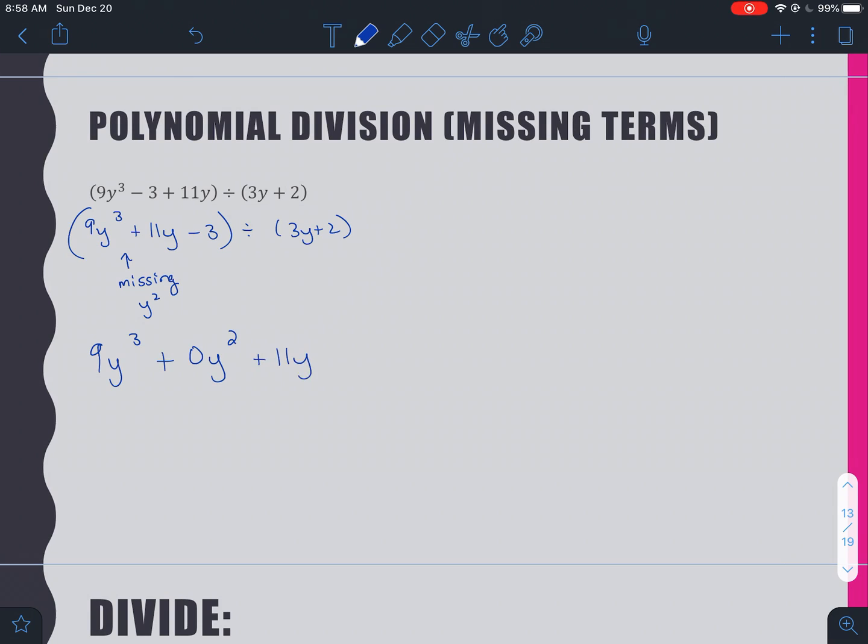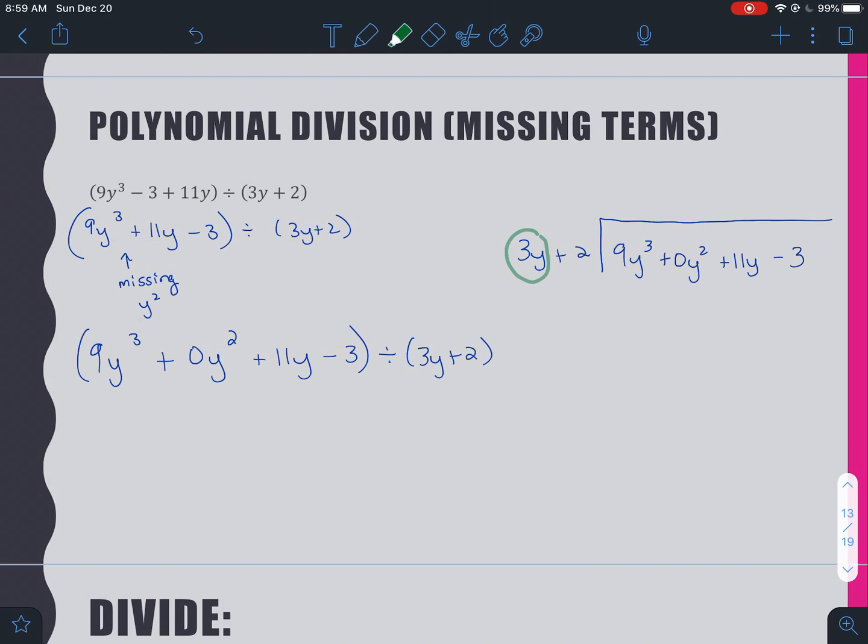So we have 9y cubed plus 0y squared. So 0y squared means we have none of them, but we need to put it in so that our work lines up properly. So this is 9y to the third plus 0y squared plus 11y minus 3 divided by 3y plus 2. Now we can make our long division box and work out the problem. If we didn't add in the 0y squared, when we go to do our long division, the like terms won't match up. But now they will because we added in the 0y squared.